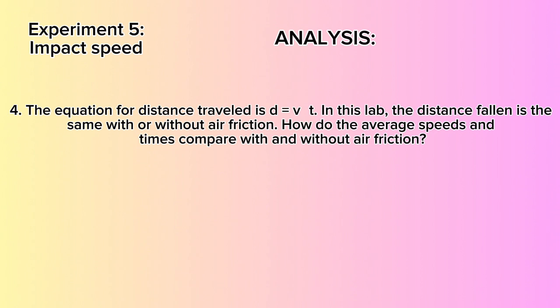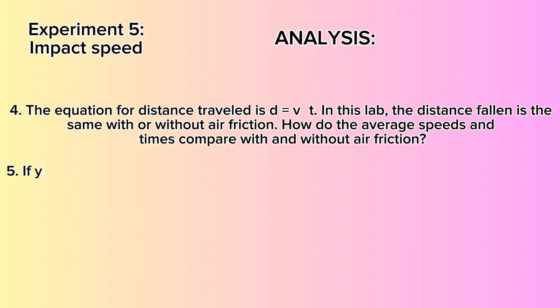How do the average speeds and times compare with and without air friction? Without air friction, the object falls faster and has a shorter time because gravity acts freely without resistance. With air friction, the fall takes longer, and the average speed is lower because the air slows down the motion of the ball.